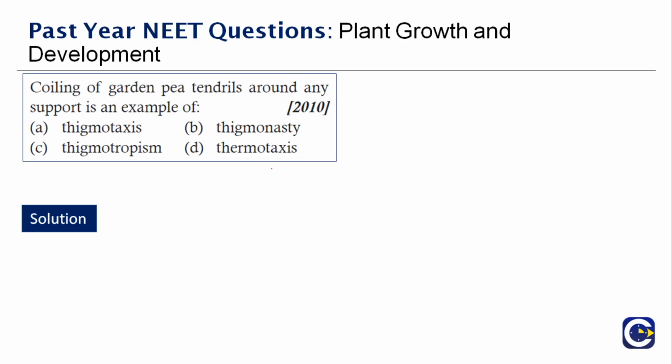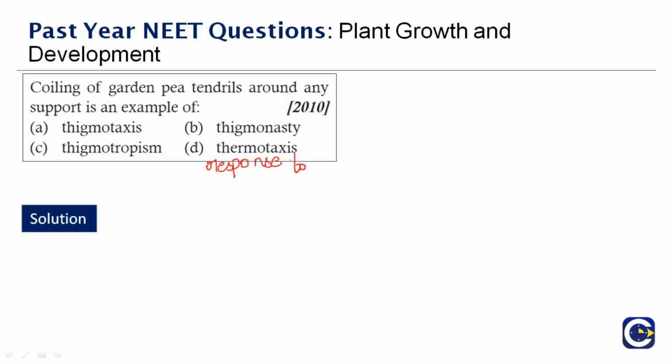So this is called thigmotropism. Option C is the right answer. The coiling of garden pea tendrils around any support is an example of thigmotropism. Thigmotropism is a growth movement in response to touch. Okay, it is a response to touch.